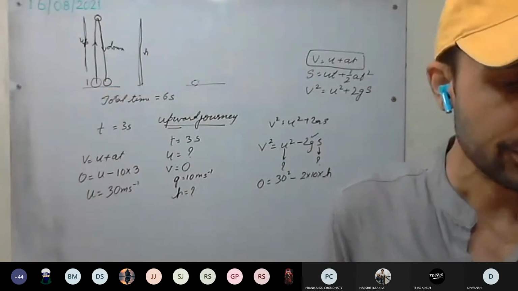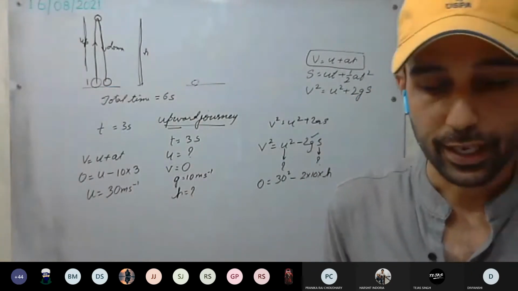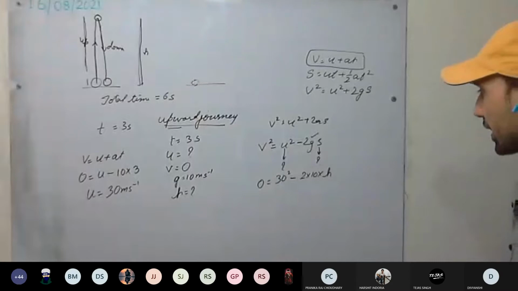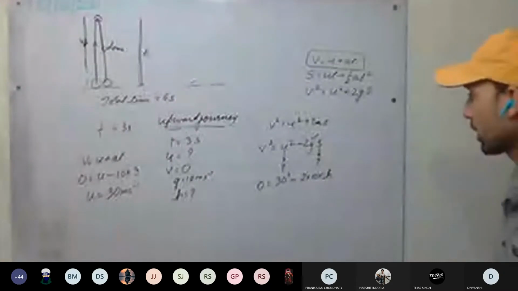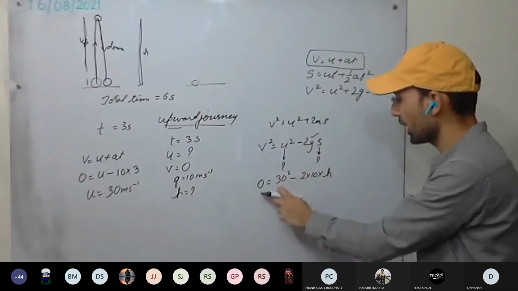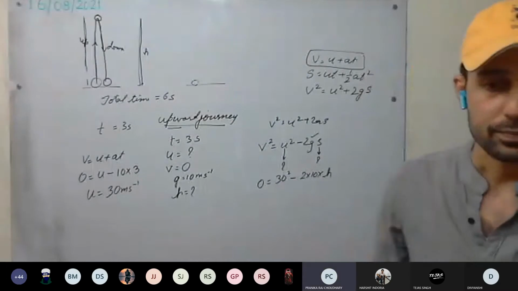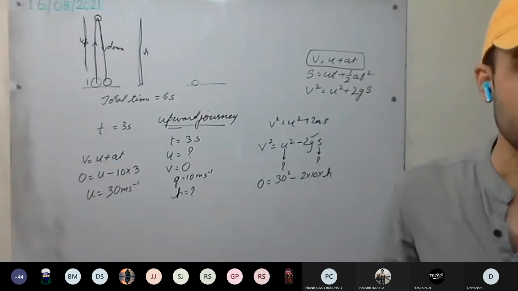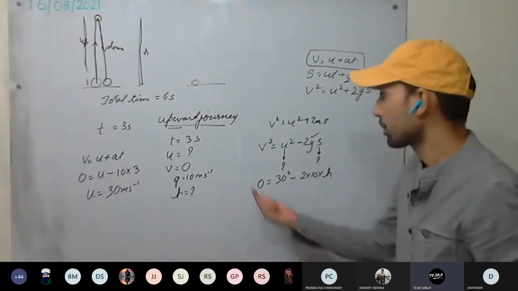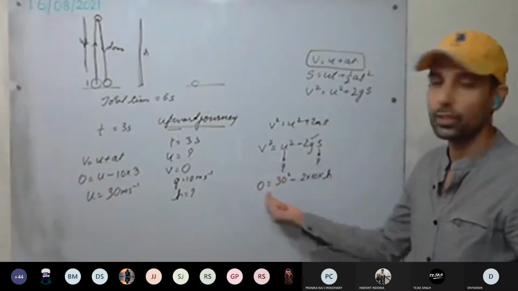So the initial velocity you have calculated, and the height reached above the ground as well. Calculate it, how much? 900 divided by 20, so 45 meters. 45 meter. Okay, using the upward journey you have calculated.